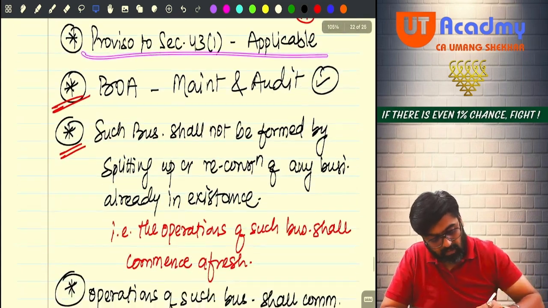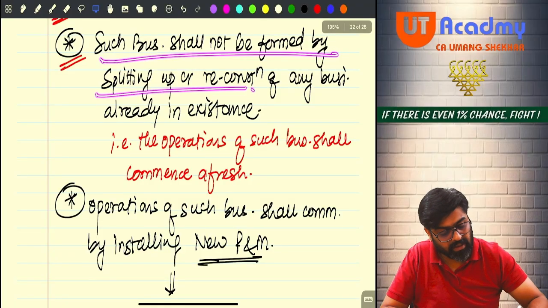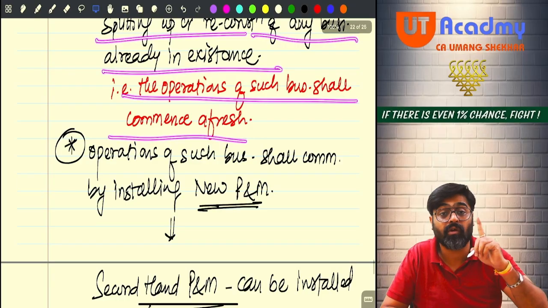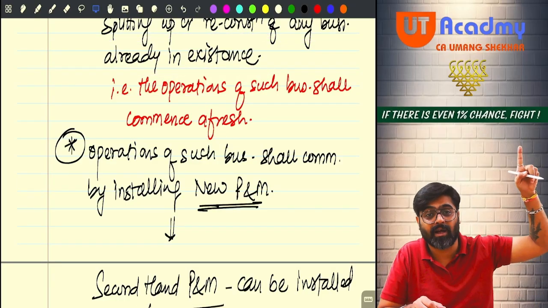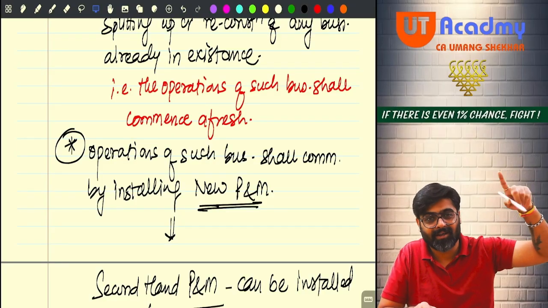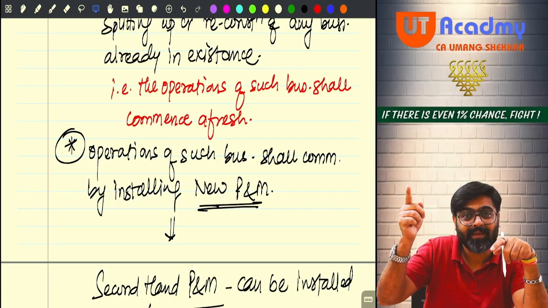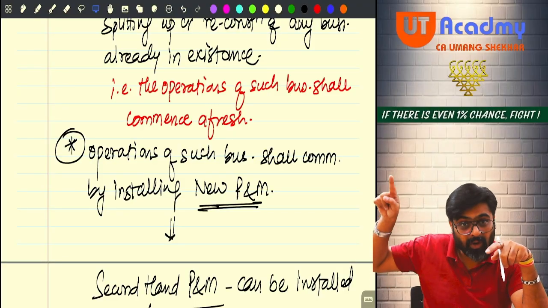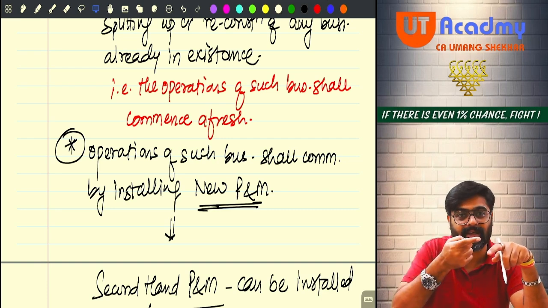Proviso to 43(1) done. Books of accounts, maintain and audit, done. Such business shall not be formed by splitting up or reconstruction of any business already in existence. The operations of such business shall commence afresh. I've already told you, Hotel 3, if Y Limited starts it, then Y Limited will get the 35AD deduction for Hotel 3, but not for Hotel 1, which was a business started by the assessee, Y Limited, by splitting of the already existing business of X Limited. Getting my point? Or reconstruction.